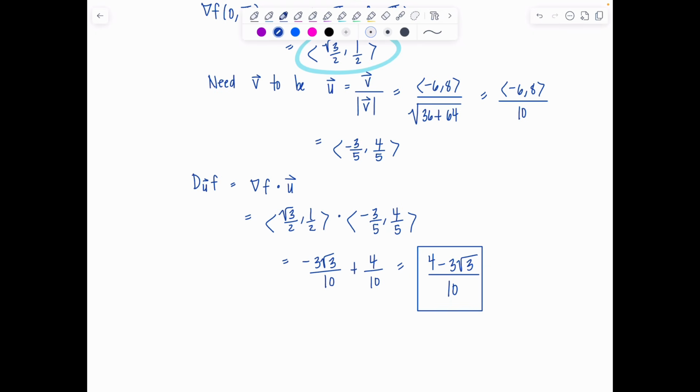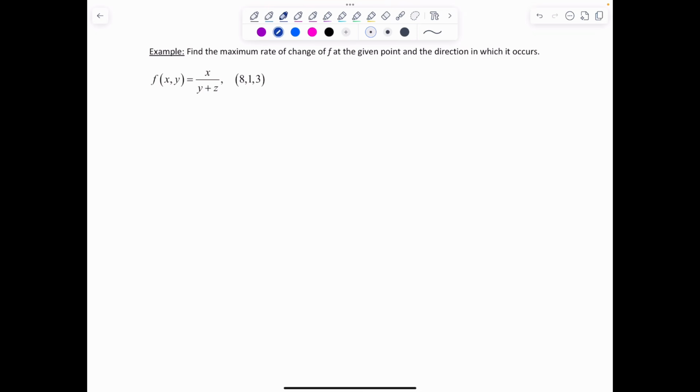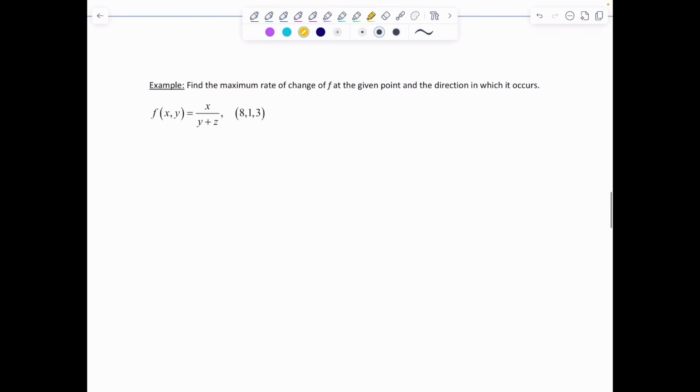Now let's look at rates of change. Find the maximum rate of change of f at the given point and the direction in which it occurs. So here are the keywords you need to hone in on. When they ask for the maximum rate of change, that means they want the magnitude of the gradient. And when they ask for the direction in which it occurs, that means they just want the gradient vector. Direction indicates vector. Max rate of change means give the magnitude of the gradient.